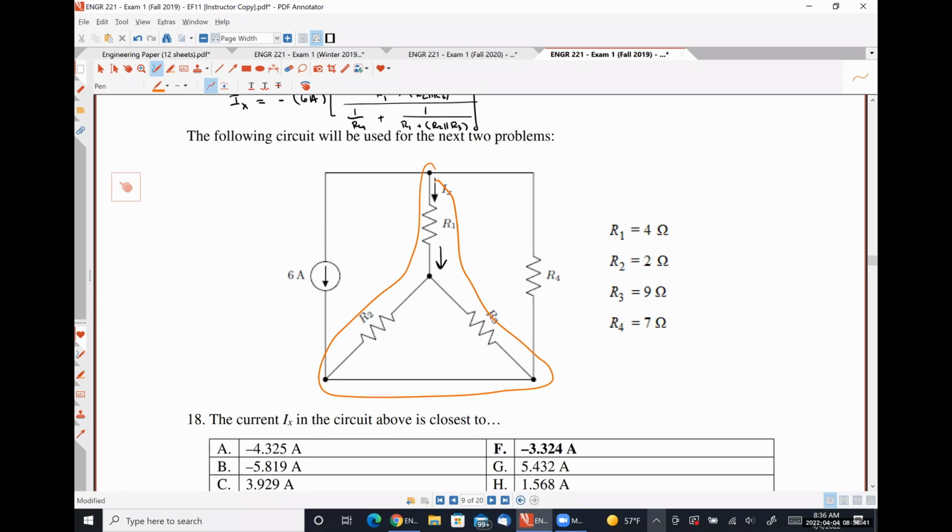Colby, I believe you had your hand up. All 2020, problem 20.